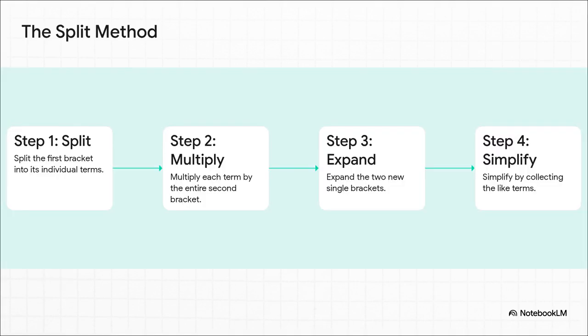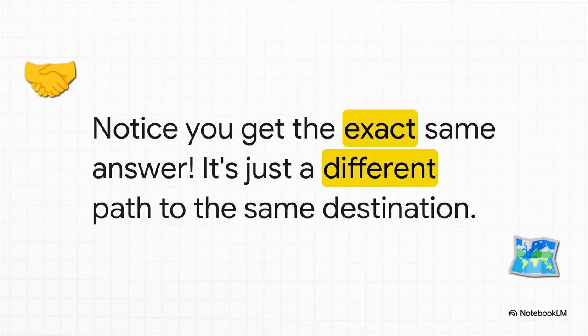Okay, now for the split method. This one is less visual, yeah, but it's incredibly direct. You just take the first bracket and split it into its 2 separate terms. Then you multiply each of those terms by the entire second bracket. And here's the really clever part. You've just turned one tricky double bracket problem into 2 easy single bracket problems, which you already know how to do. And would you look at that, we get the exact same answer we got with the grid method. That's the key here. It doesn't matter which method you pick, they're just 2 different roads that lead to the exact same place. So just choose the one that clicks for you.